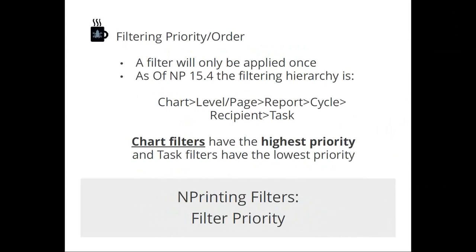So if you plan on, this is very important, if you plan on doing recipient level filtering, you cannot use that filter at the chart level. That will disrupt your filtering at the recipient level. Okay, so it's important to note that right off the bat. So chart level filters basically have the highest level of priority, and task level filters have the lowest.